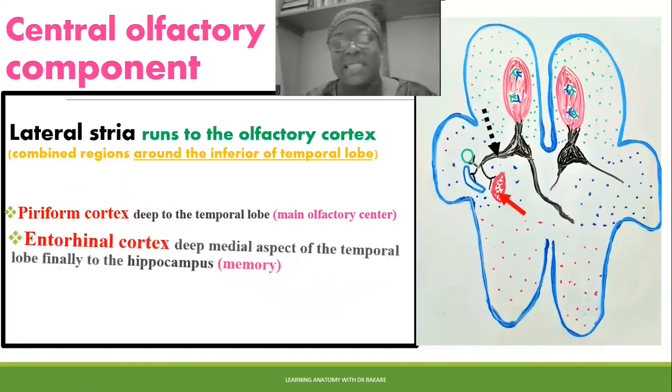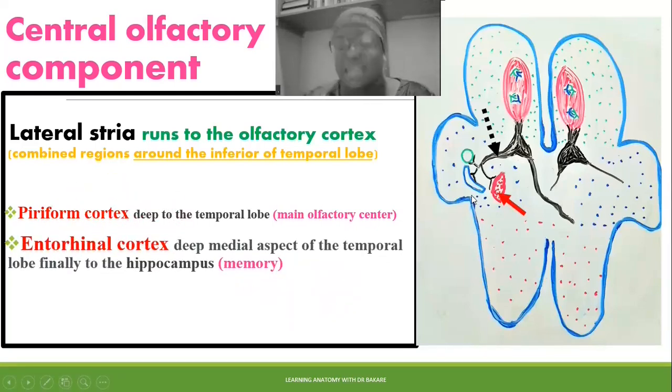Then the second region where it is directed is the entorhinal cortex, arrowed here in blue. The entorhinal cortex is located at the deep medial aspect of the temporal lobe, and this is finally directed to the hippocampus. The hippocampus is responsible for the memory aspect of smell. There are times when you have perceived a particular type of smell and you can remember that this has been perceived before. You can recollect that this is something you have experienced before in terms of smell. So this is like a memory center for the perception of smell.